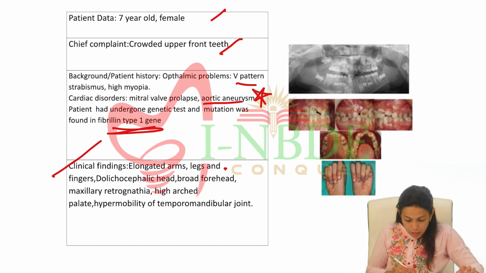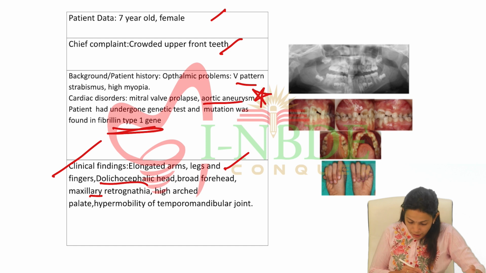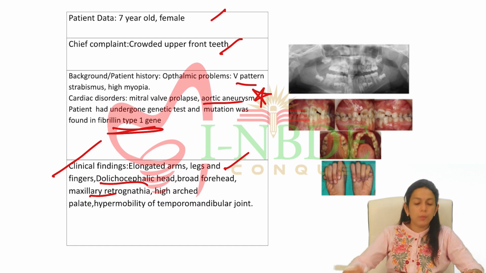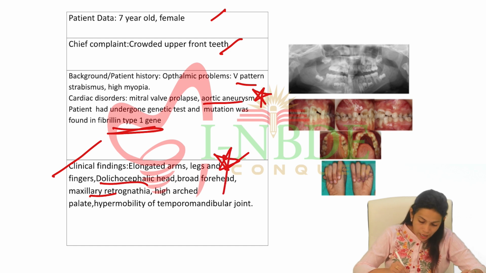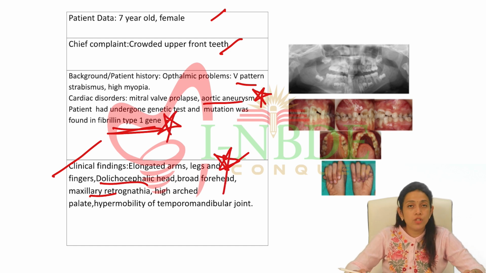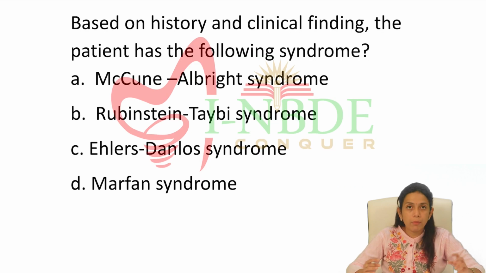So there are elongated arms, legs, fingers, dolichocephalic head, broad forehead, maxillary retrognathia, high arched palate, hypermobility of the joints. So here, elongated arms and legs, fibrillin type 1 genetic disorder, and aortic aneurysm. So what can you think of? Now go for the options. What is the clinical finding, based on the history and the clinical findings that are given? What is the diagnosis that you can think of?